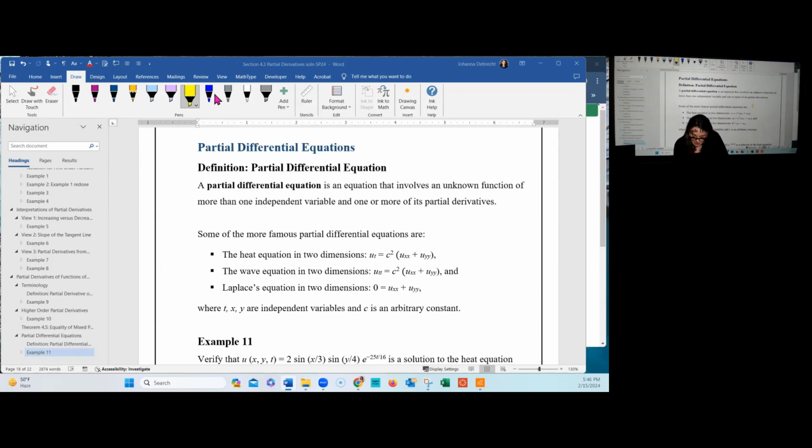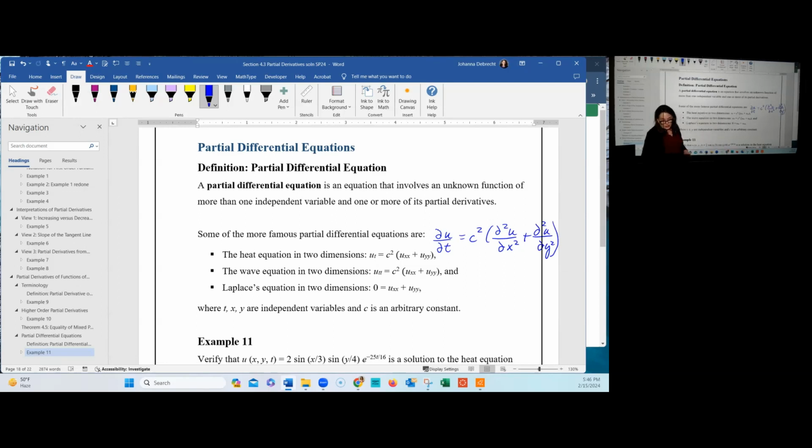This would give us the partial of u with respect to t equals c squared times the second partial of u with respect to x both times, plus the second partial of u with respect to y both times, right? I've got my parentheses in the wrong place, so let me move that over.